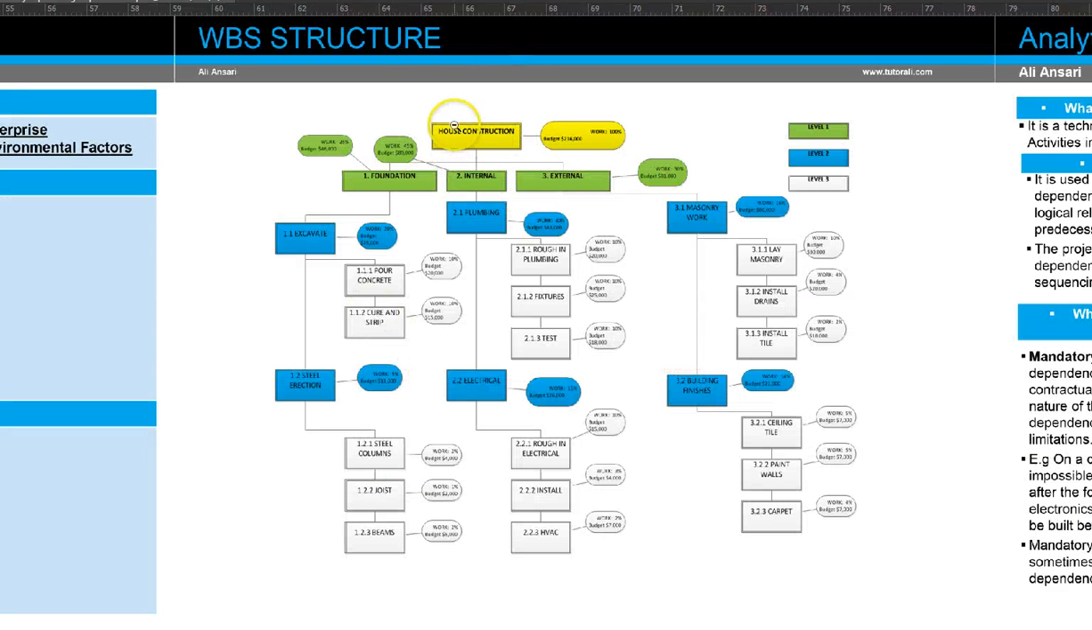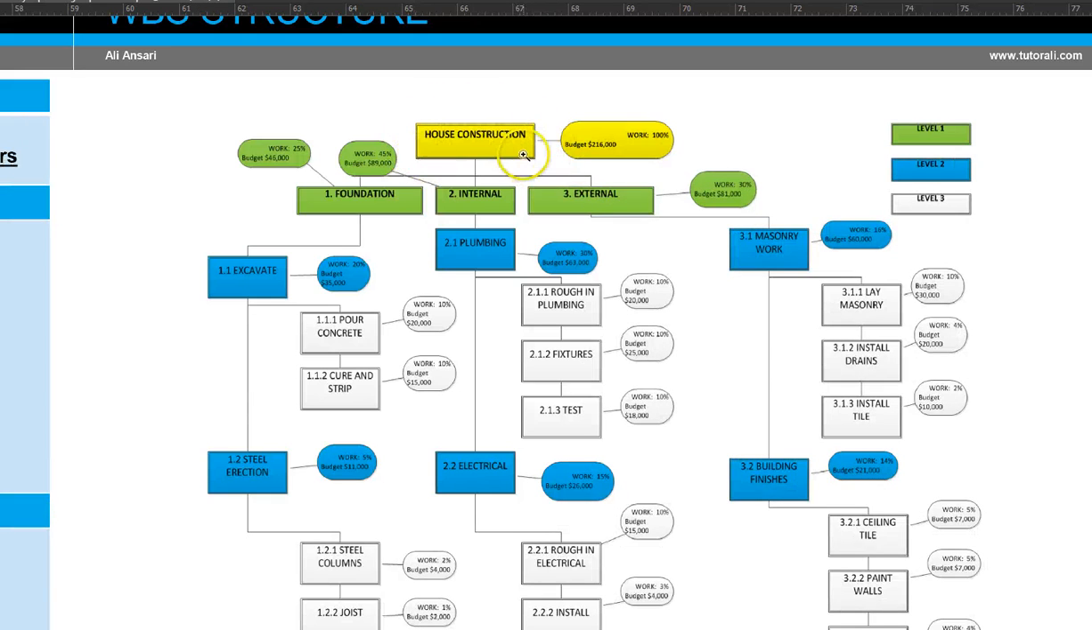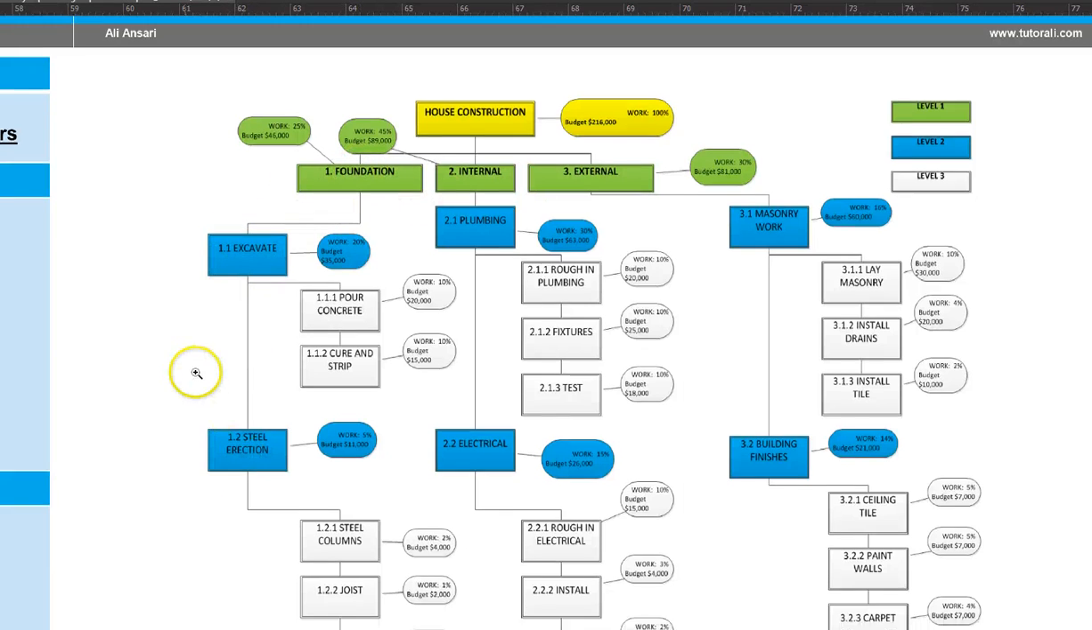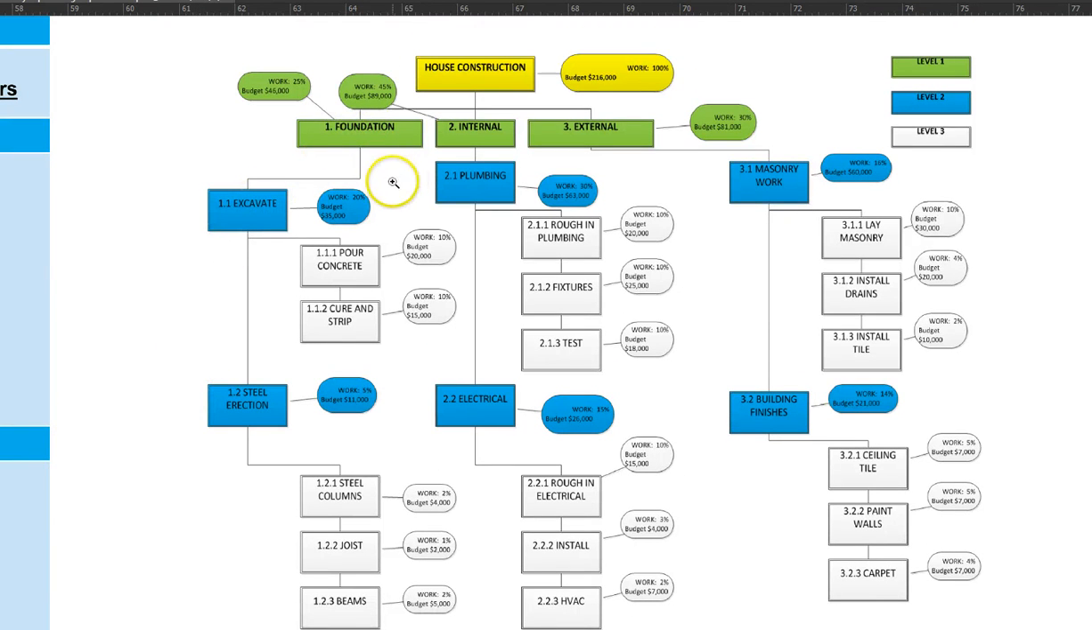So this is your work breakdown structure, and a simple example over here is for house construction. In the work breakdown structure, you would see the different levels that the whole task is broken down under. It's broken down into 3 levels over here. Level 1 is foundation, internal work, and external work for the house. Then level 2, in the foundation, you have excavation and steel erection. And in level 3, in excavation, you have pouring the concrete, curing, and stripping. So it shows the whole breakdown of all the tasks that are required to complete the house.